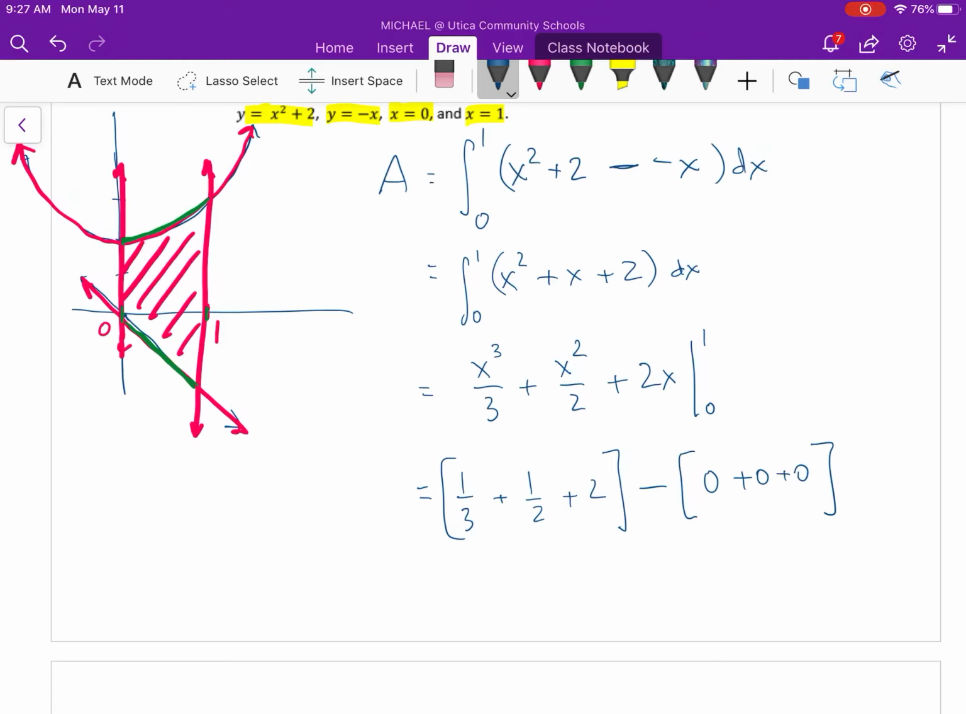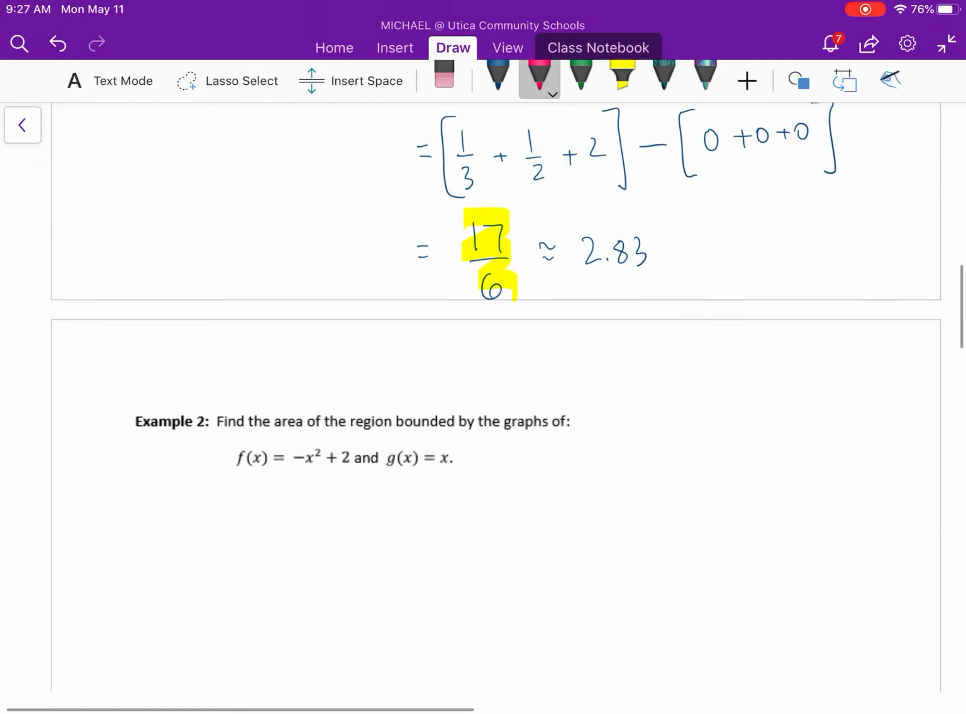A lot of zeros. All right, and then when I add all of those up, I'm going to use a calculator really quick. 1/3 plus 1/2 plus 2 gives me 17/6, or approximately 2.83. That is the area of this shaded region. So it's always top minus bottom.